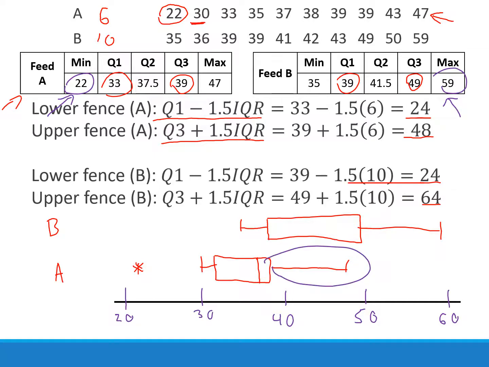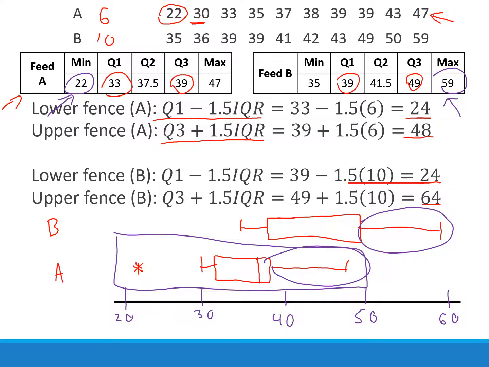We can also see that the pigs on feed B are heavier than the ones on feed A. Actually, the top 25%, the heaviest 25% of pigs on feed B, weigh more than all of the pigs on feed A. We can make comparisons like that.